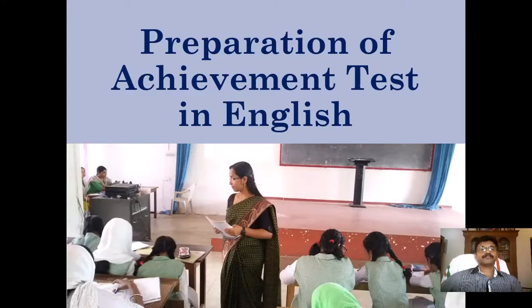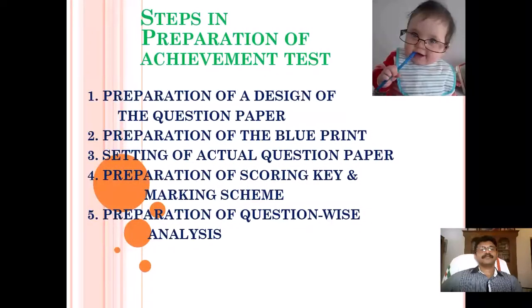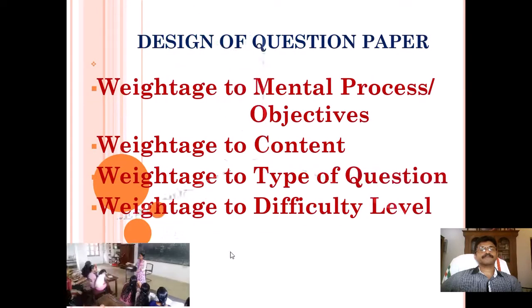Let us look at how to prepare an achievement test or unit test in the subject concerned. There are mainly 5 steps involved in the preparation of an achievement test. They are preparation of a design of the question paper, preparation of the blueprint, selecting the test items and setting the actual question paper according to the blueprint, then preparation of the scoring key and marking scheme for the objective evaluation of the answer scripts, and last, preparation of question-based analysis.